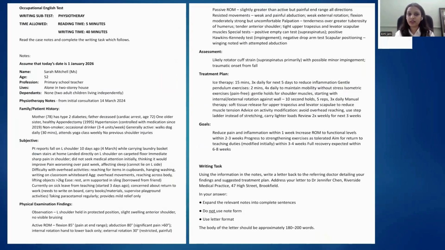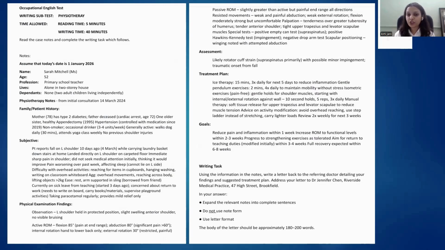Let's have a look at this example. You will be given case notes like this, which contain the patient's details, all the details about the patient, and the writing task helps you to understand what type of letter you are going to write, to whom you are going to write, and why you are going to write the letter. So, based on the reader and purpose of writing a letter, you will select the relevant information, and based on your selected information, you will create a beautiful formal letter. That's it, only one task in the writing subtest.